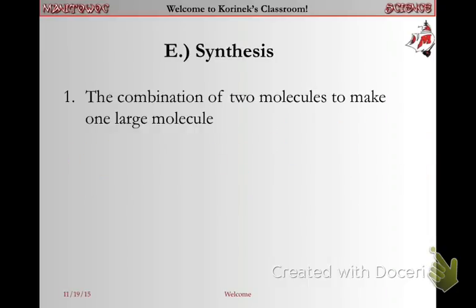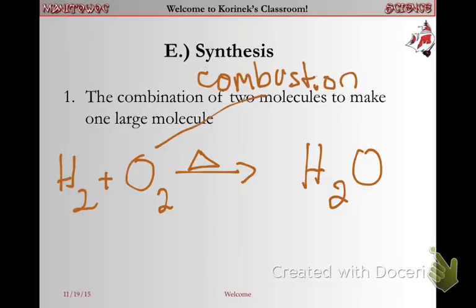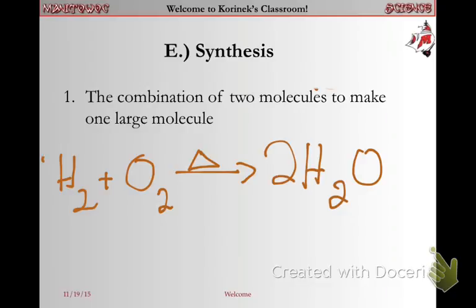All right, the next type is a synthesis reaction, just defined as the combination of 2 molecules to make 1 large molecule. We can actually do this with hydrogen gas and oxygen gas. If we take those 2 and we add a lot of heat to it, usually symbolized with the little triangle above the yield arrow, we make water. Okay, we make H2O. This is a dual definition. We can call this a synthesis. We could also call this a combustion. Okay, we'll call it a combustion because we do have oxygen. So there's 2 ways to actually define this particular reaction.